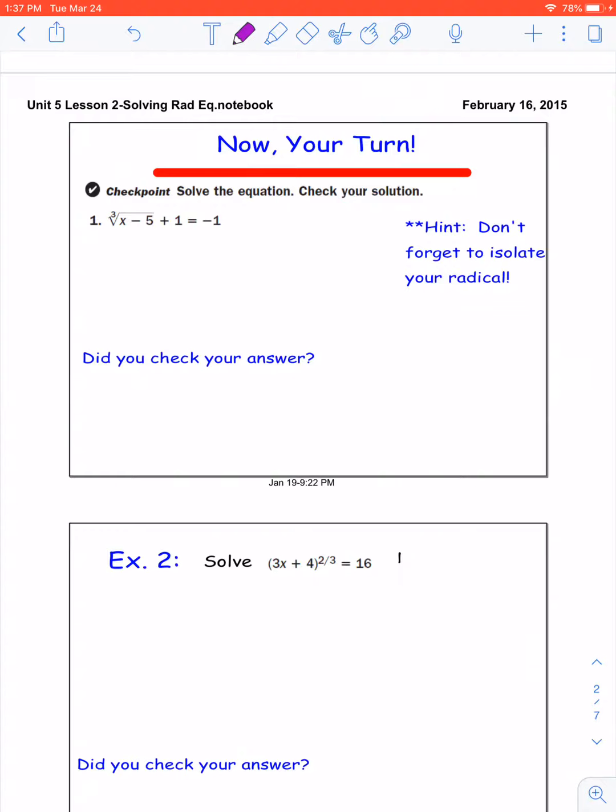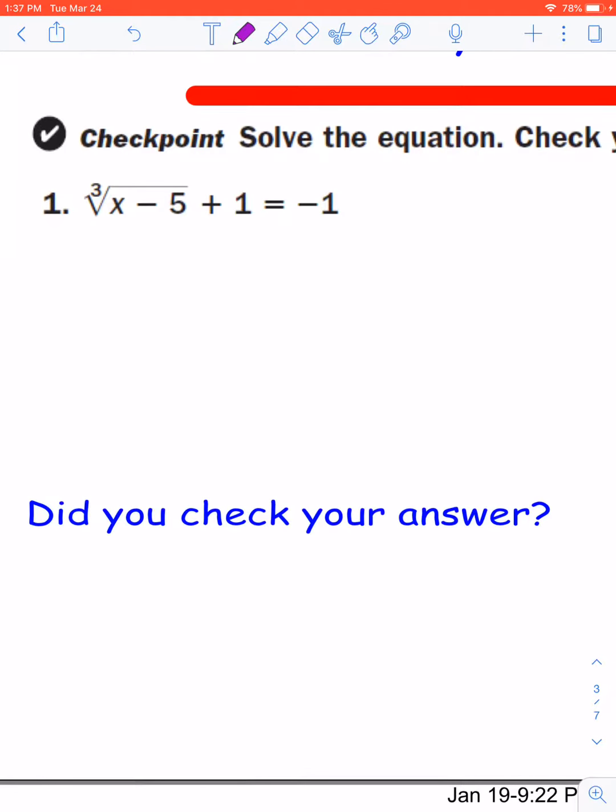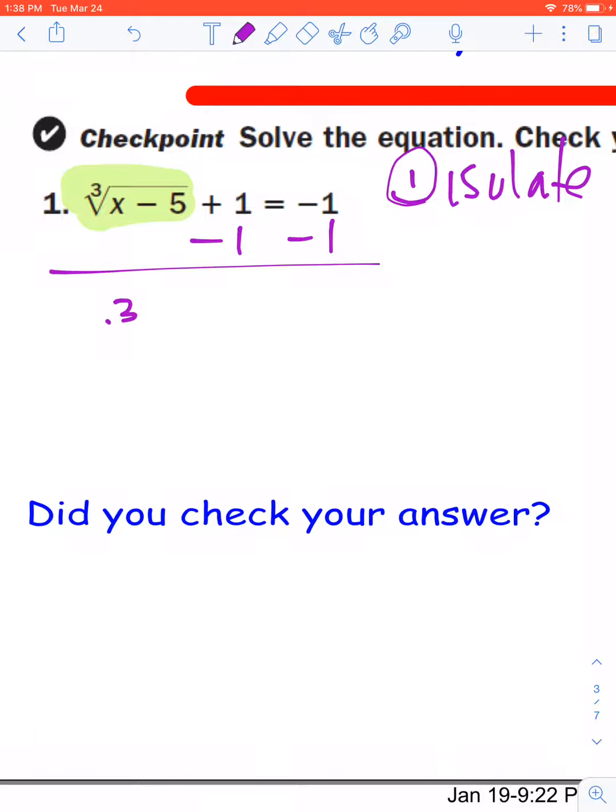Here we go. When I look at example 1, I have to say to myself, step 1, is the radical isolated? And it's not. When I say the radical is isolated, that means this needs to be by itself. So in order to get it by itself, I'm going to subtract 1 from both sides, which gives me the cube root of x minus 5 is equal to negative 2.